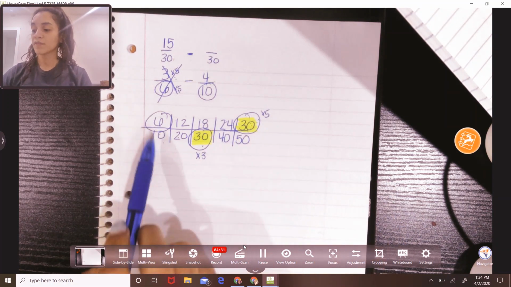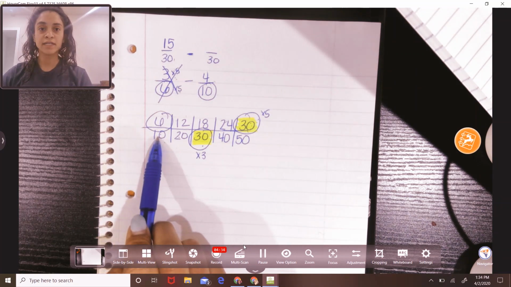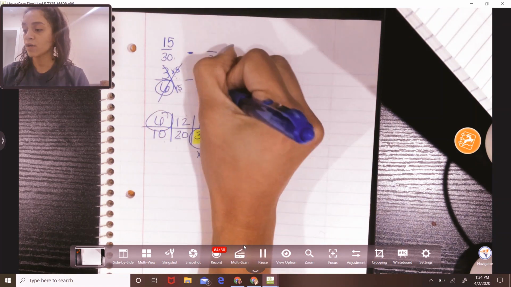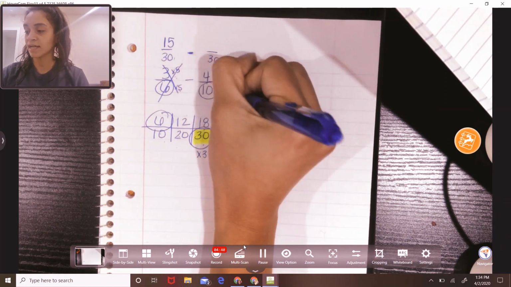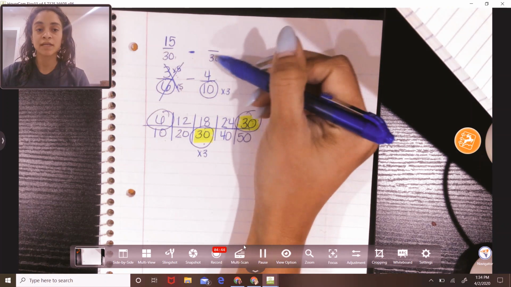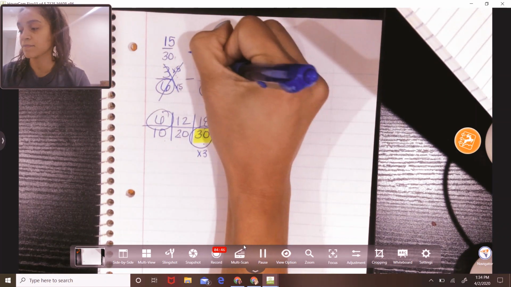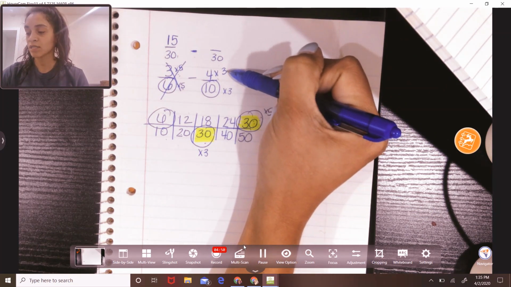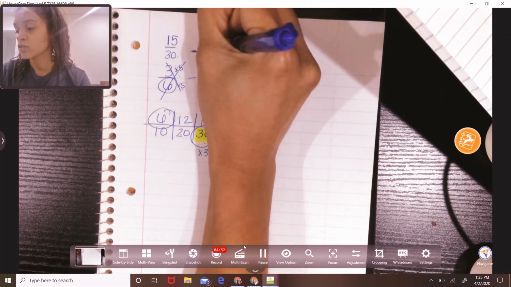And then on the 10s, we did 1, 2, 3. So you know that this one we did 10 times 3 to make it 30. And you have to do the exact same thing to the top, times 3. So 4 times 3 equals 12.